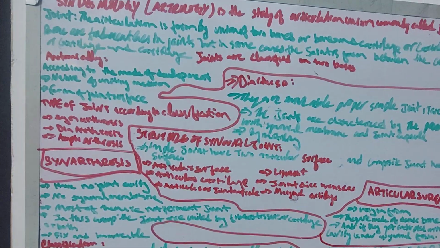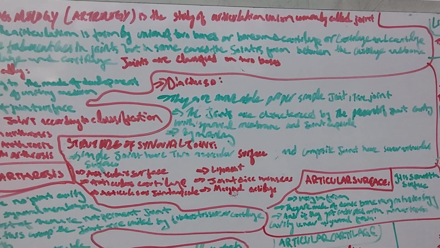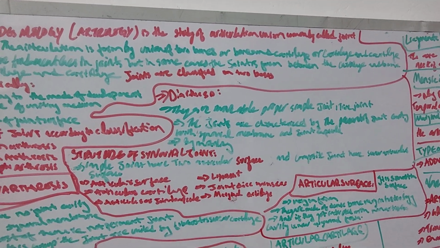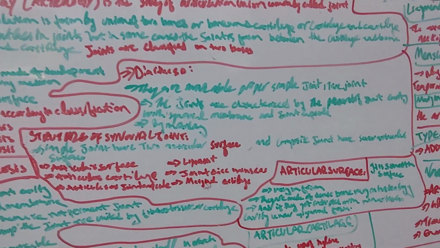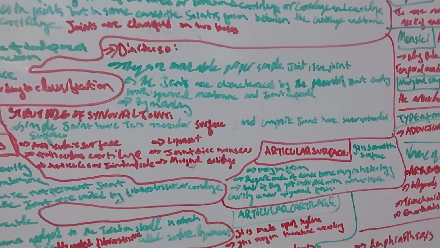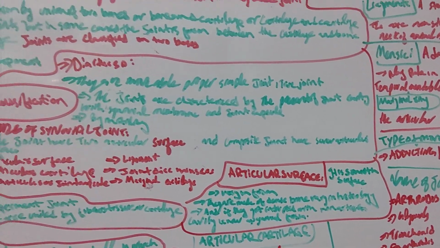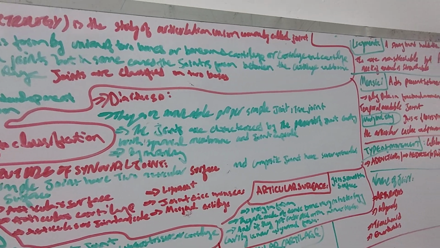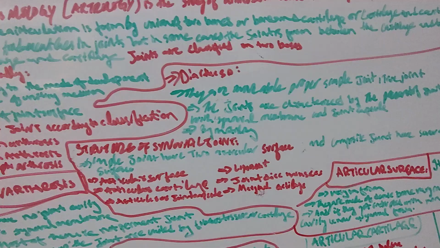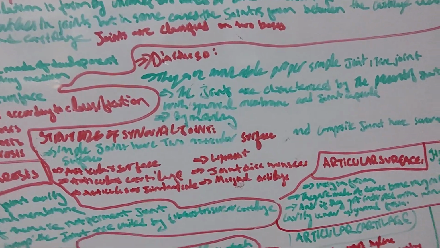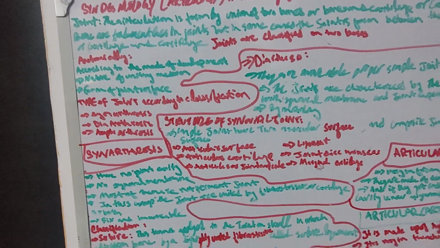Then we have diarthrosis. They are proper joints, synovial joints, or we can say the normal joints. These joints are characterized by the joint cavity with synovial membrane and joint capsule, and then by the motility, how much they can move.